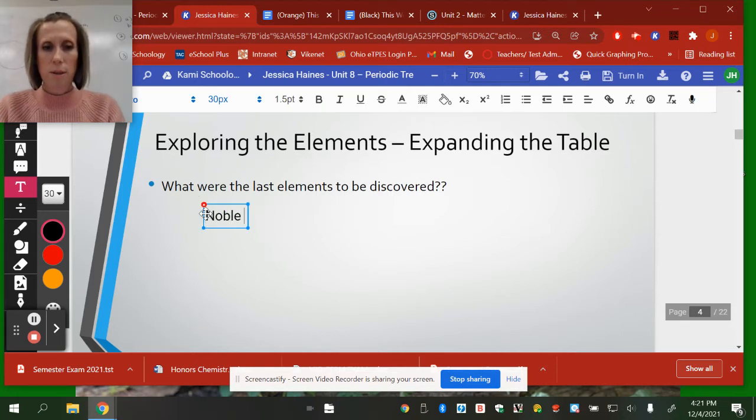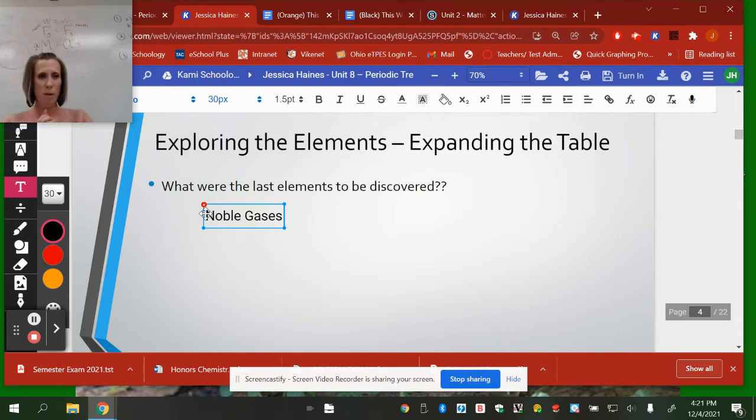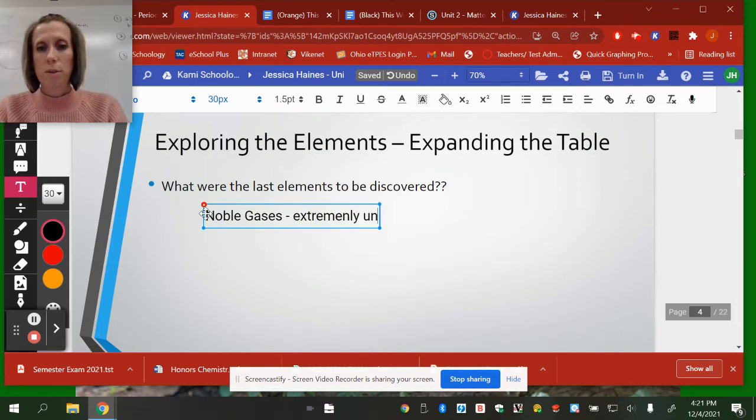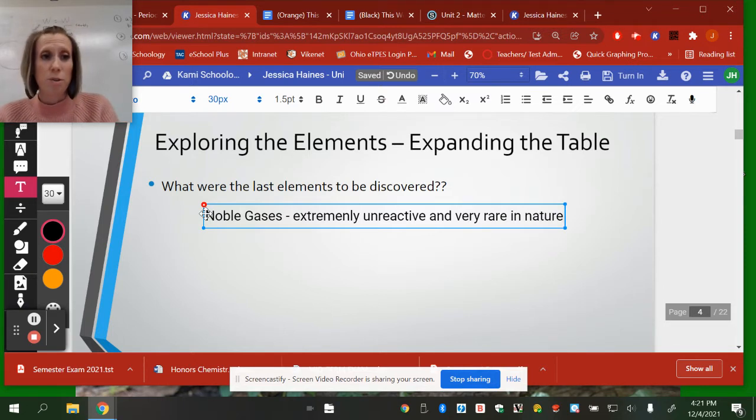So noble gases, and I'm sure that you can maybe guess why the noble gases were the last ones to be discovered. They are extremely unreactive. So they don't react with a lot of things. They don't play well with others. They're extremely unreactive and very rare in nature. So they don't occur in nature just floating around like oxygen does or nitrogen does or iron or all of the other elements that we see in our everyday lives.